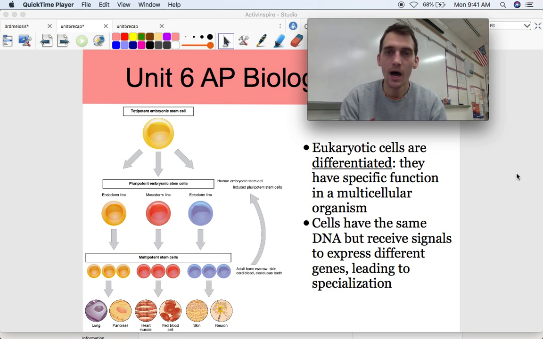So eukaryotic cells are differentiated. They have specific functions in multicellular organisms. All your cells have different jobs to do, and they express different genes in order to do that job. Cells have the same DNA, but receive signals to express different genes, leading to specialization. So like your stomach lining cells, the DNA in their nucleus is the exact same as the DNA in the neurons in your brain, right? But they're not doing the same thing. They have the same genome, but they're doing different jobs because they're expressing different genes.